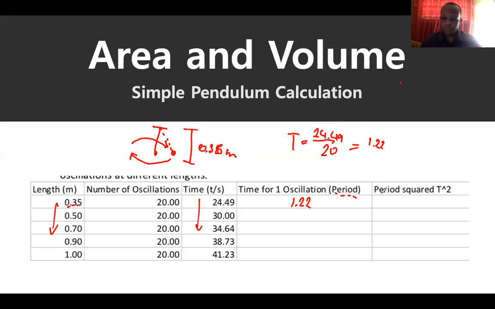So now we move on to the period squared, and this is essentially what? How do we calculate the period squared? Time squared, right. So what were you not understanding? Let me see that we're good here. So 1.22 squared. What is our value for that? 1.48. So are we good now? We have a better understanding.